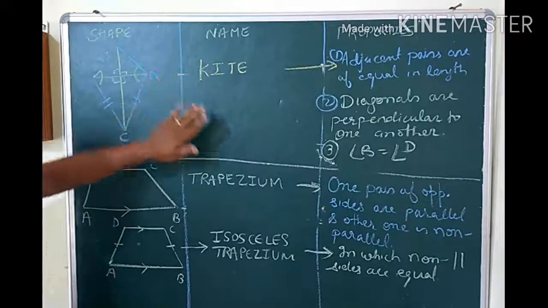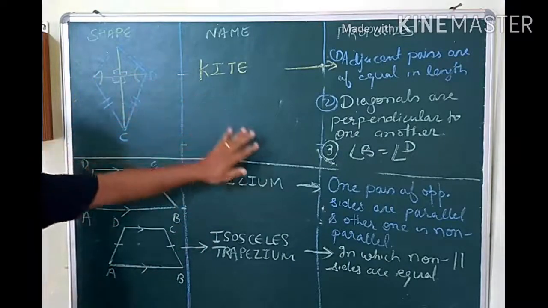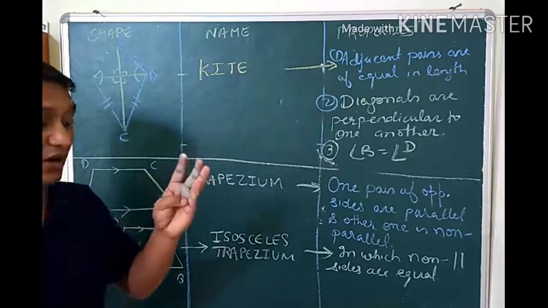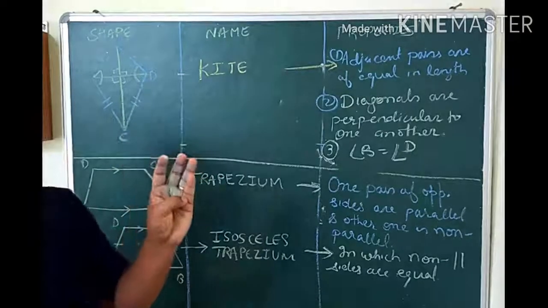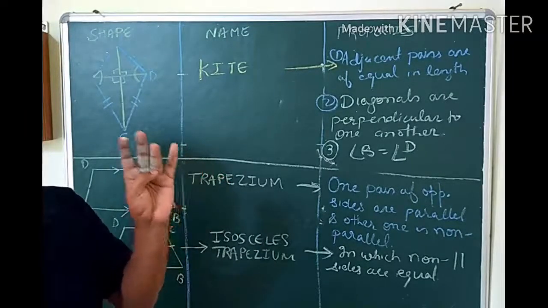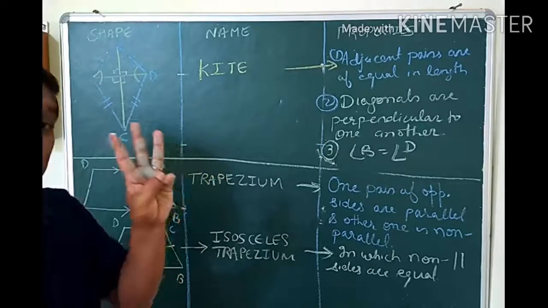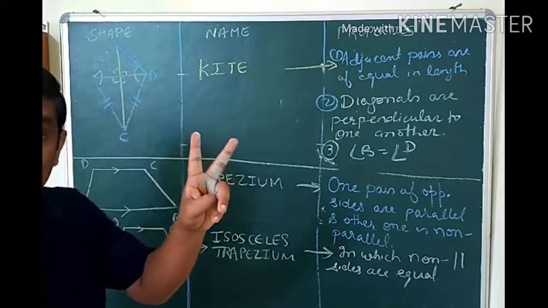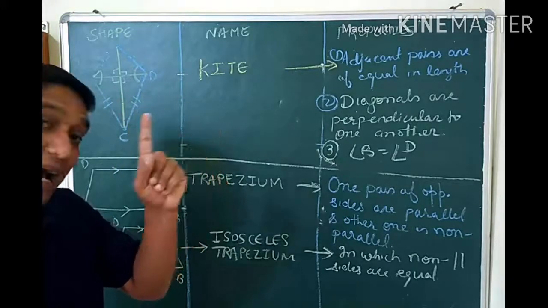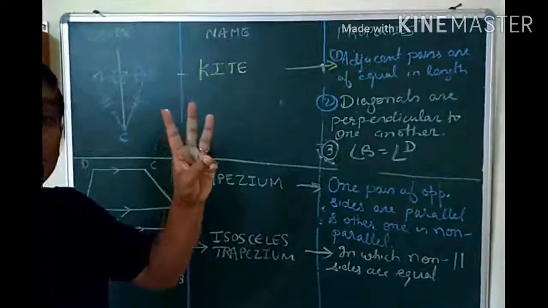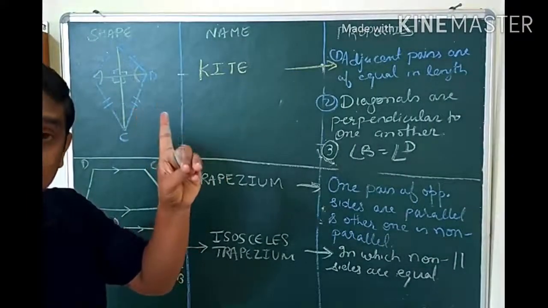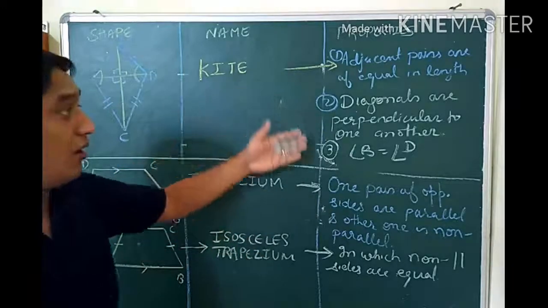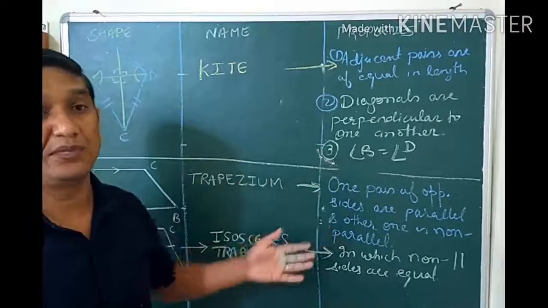We have learned about quadrilaterals and their types. Children, just recall once again, a quadrilateral is what? A four-sided closed figure. It is mainly divided into three categories: parallelogram, trapezium and kite. And then parallelogram is further divided into three types: rectangle, rhombus and square. So children, you have to learn all these types and their properties.